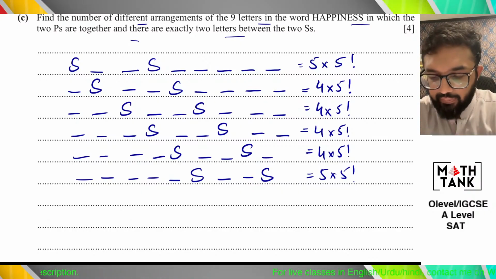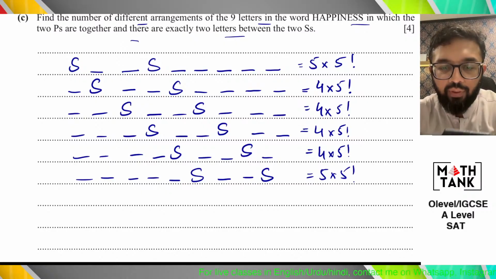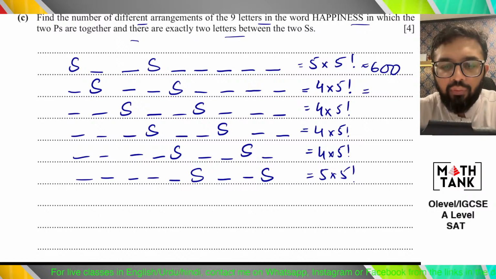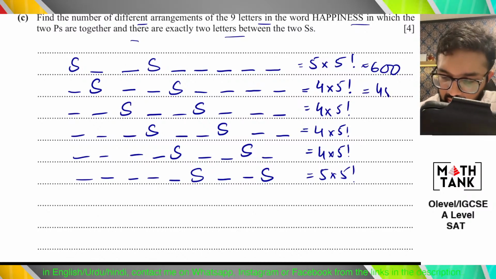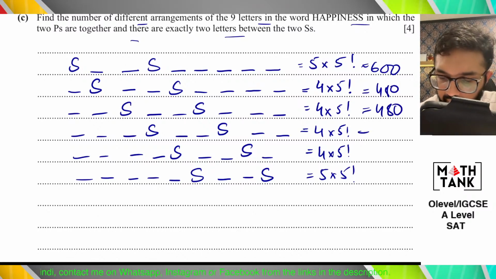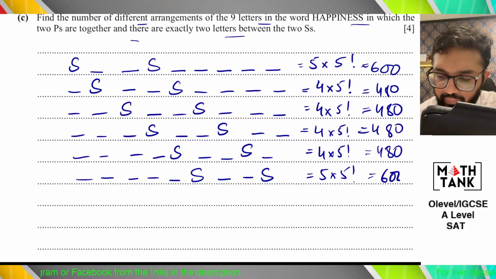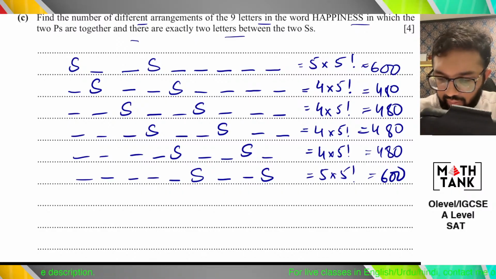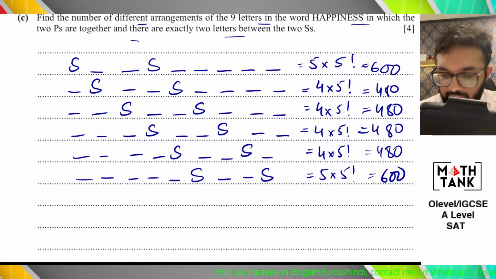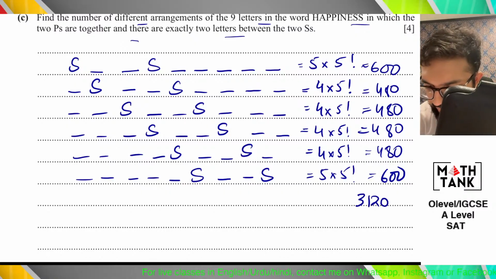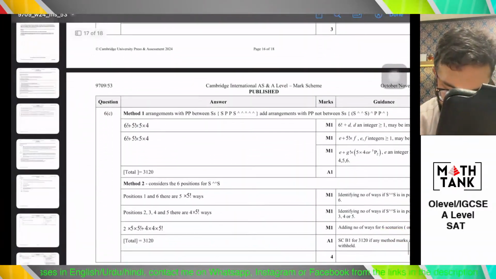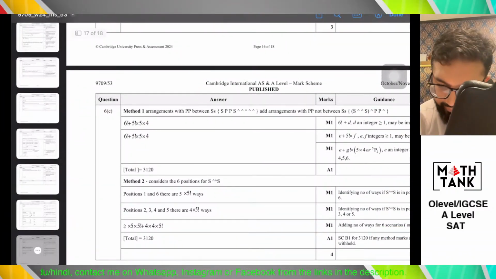5 factorial is 120. 120 into 5 is 600. So that's 600. Okay. 4 into 120 is 480. 480, 480, 480, and 600. Getting 3120. That is the correct answer.